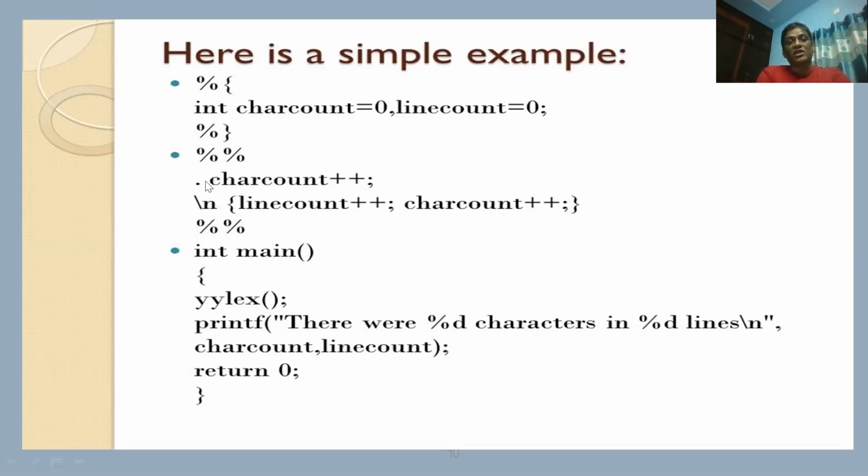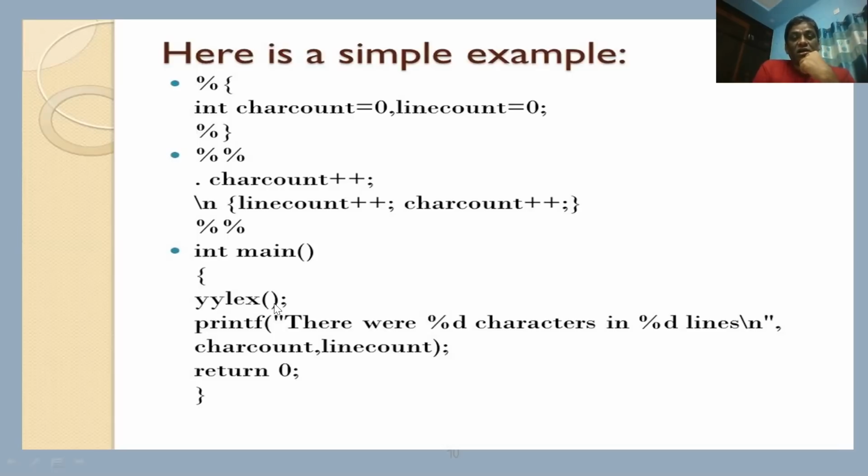So these are the patterns and the corresponding actions. Dot is the pattern which matches any character, and the action is char count plus plus. Slash n is the pattern we are looking for, and the action is line count plus plus followed by char count plus plus. Two actions. Then we define the main function.